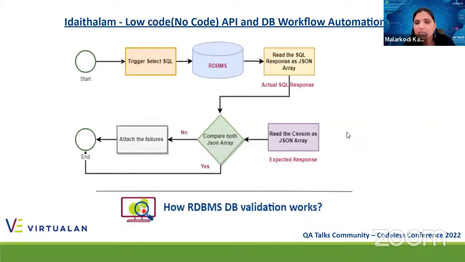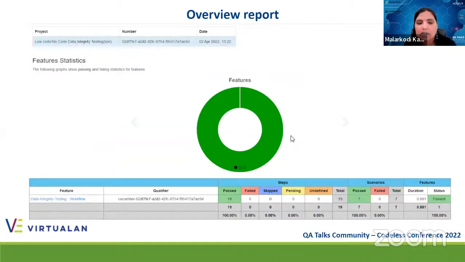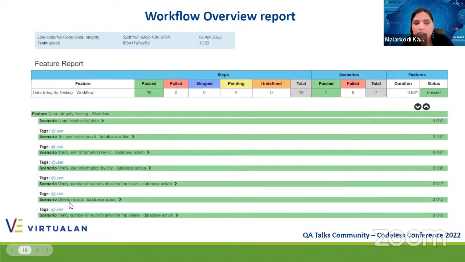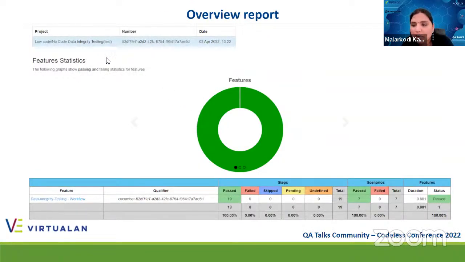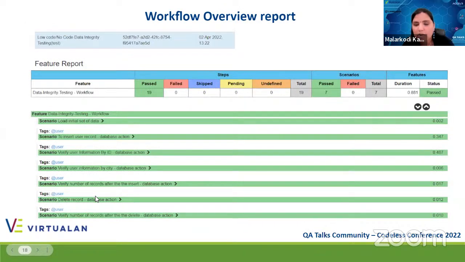Let me show how the reports will be. Once you click the overview features.html file, it will open this report. You can click here on data integrity testing. I told you in the property file we can create the report title. That report title will be shown here. This is our report title, and you are doing the data integrity testing. Once you click this, it will open.